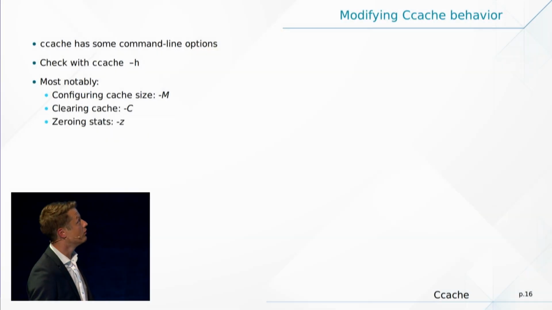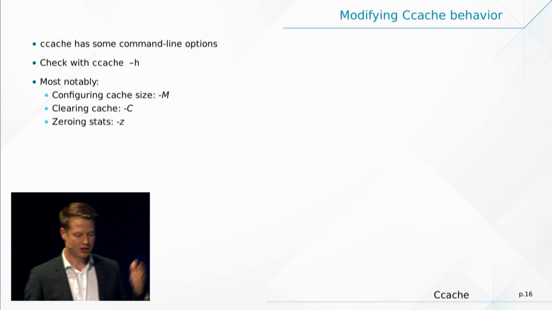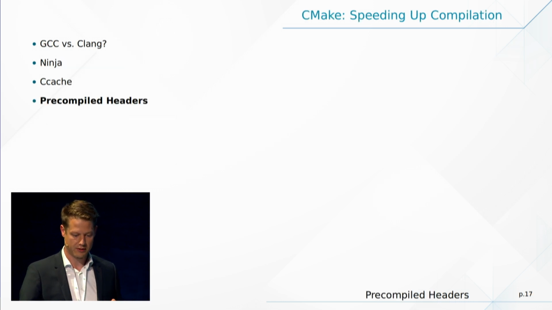Right. CCache has a few more command line options which are helpful. You can run ccache -h to figure out most of them. Actually, CCache has a limited cache size which you need to control using these arguments.